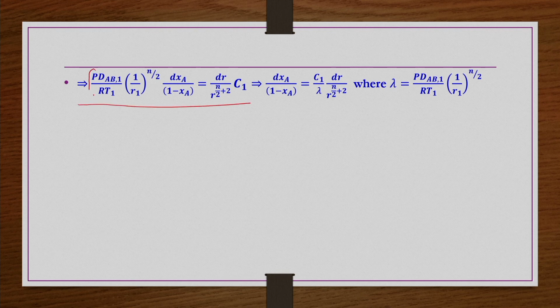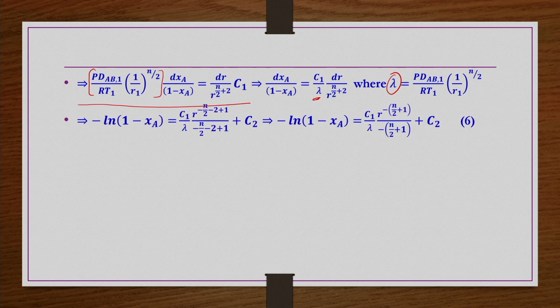For simplicity, we take this constant expression and represent it by lambda, and take lambda into the right hand side, so that we can write C1 by lambda as one constant, and the remaining terms are as it is. Now if you integrate this equation again, you get on the left hand side ln(1 minus XA) by minus 1, that is minus ln(1 minus XA). C1 by lambda is constant, and the integration of R power (minus n by 2 minus 2) is this one, plus C2 constant. When you simplify, this is the equation you have.